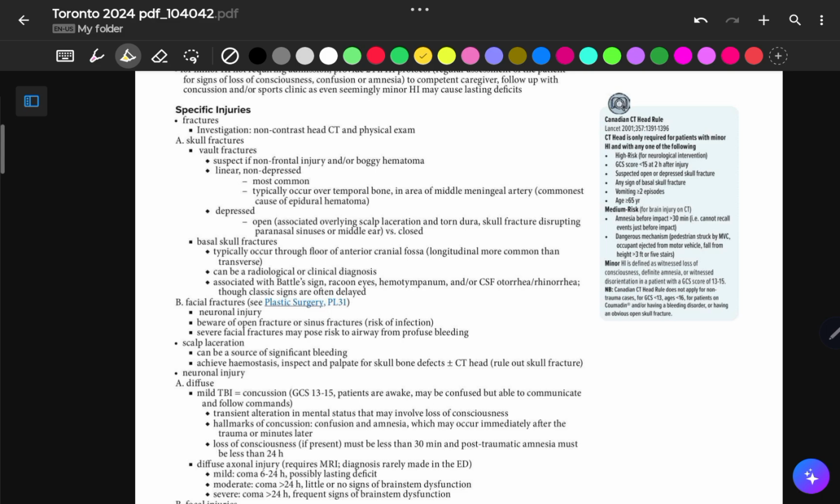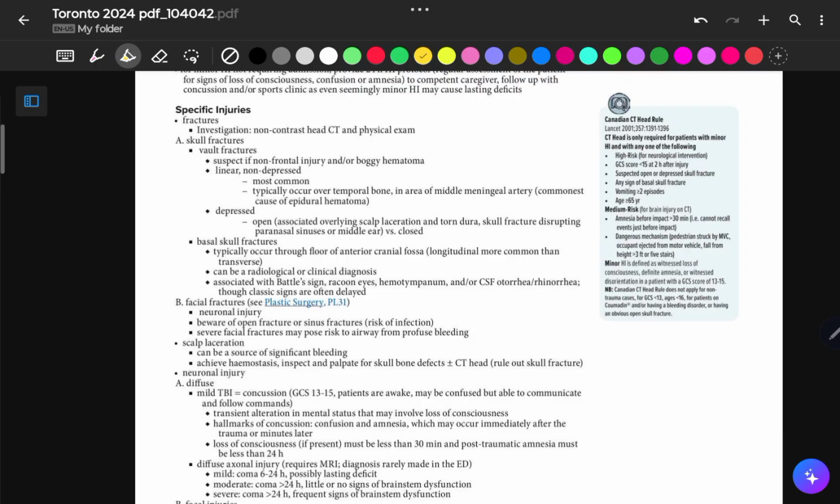Then on head trauma, you can also have facial fractures. So be aware of open fractures or sinus fractures because they have a risk of infection. Severe facial fractures may pose a risk to the airway and cause profuse bleeding. So if a patient has severe facial fractures, sometimes they may actually require a surgical airway.